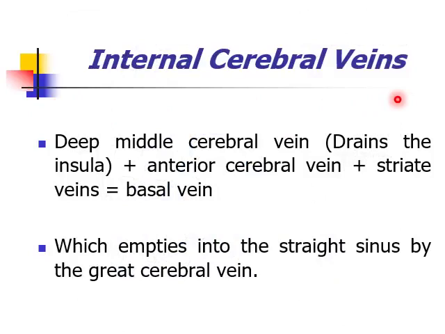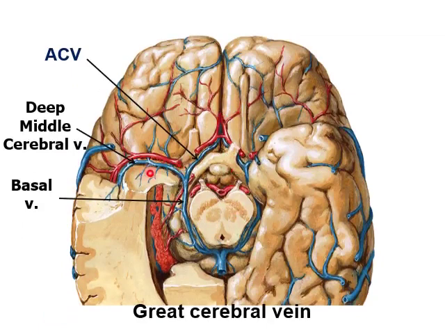The internal cerebral veins, or the deep ones, are formed by the deep middle cerebral that we've just mentioned, the anterior cerebral, and the striate, and they all form the basal one, which empties into the straight sinus by the great cerebral vein. This is the deep middle cerebral vein. This is the anterior cerebral vein passing along with the anterior cerebral artery, joined with the striate vein coming from the thalamus. They all join together to form two basal veins at the sides of the brainstem. This is the midbrain. They join at the back of the midbrain to form the great cerebral vein, and this great cerebral vein drains into the straight sinus.